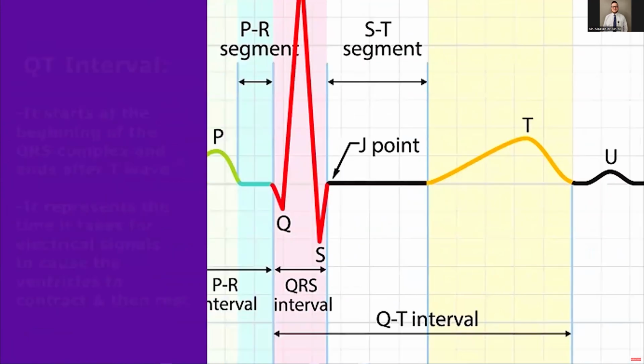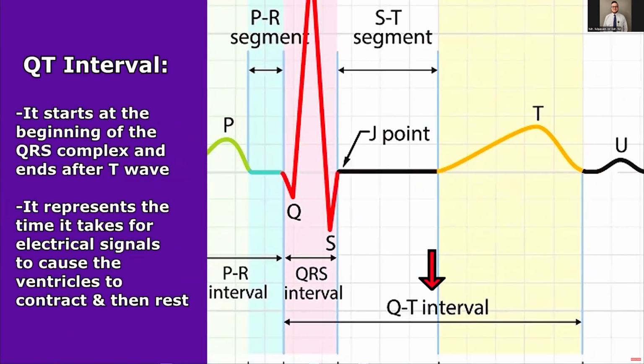And then lastly, here is the QT interval. The QT interval starts at the beginning of the QRS complex and ends after the T wave. This demonstrates the time it takes for electrical signals to cause the ventricles to contract and then rest.